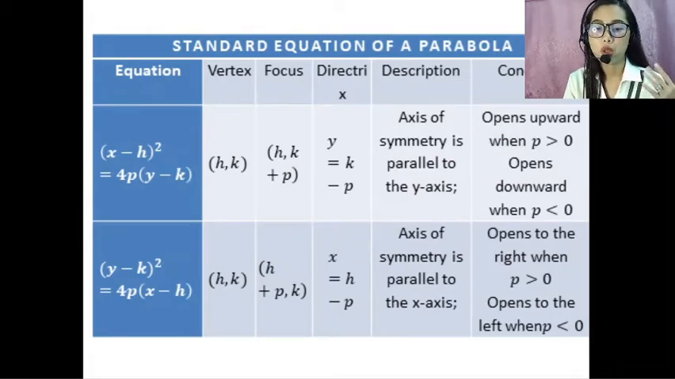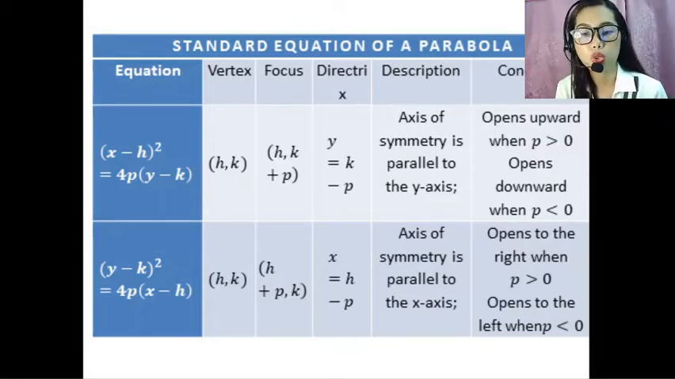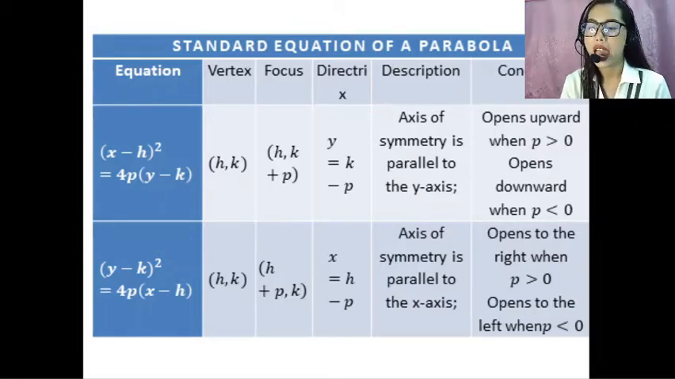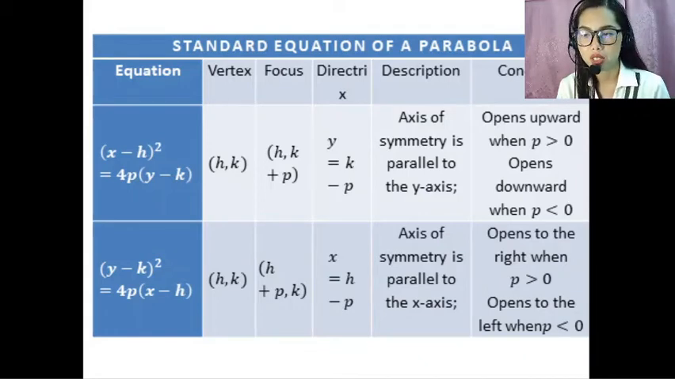The equation (x minus h) squared equals 4p times (y minus k): the vertex is at (h, k). The focus is at (h, k plus p). The directrix is at y equals k minus p. The axis of symmetry is always parallel to the y-axis. And the concavity is open upward when p is greater than 0 and downward when p is less than 0.